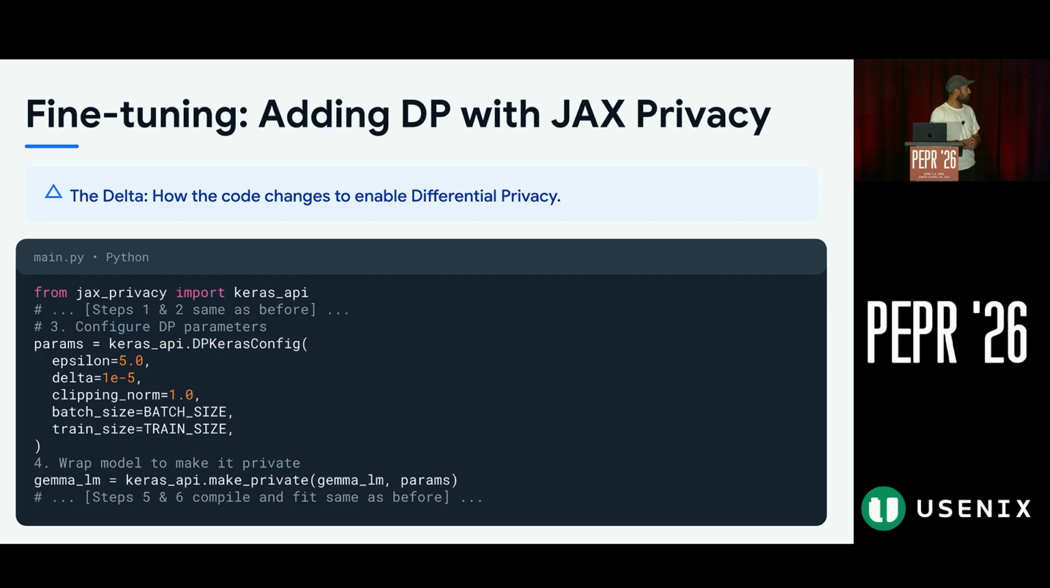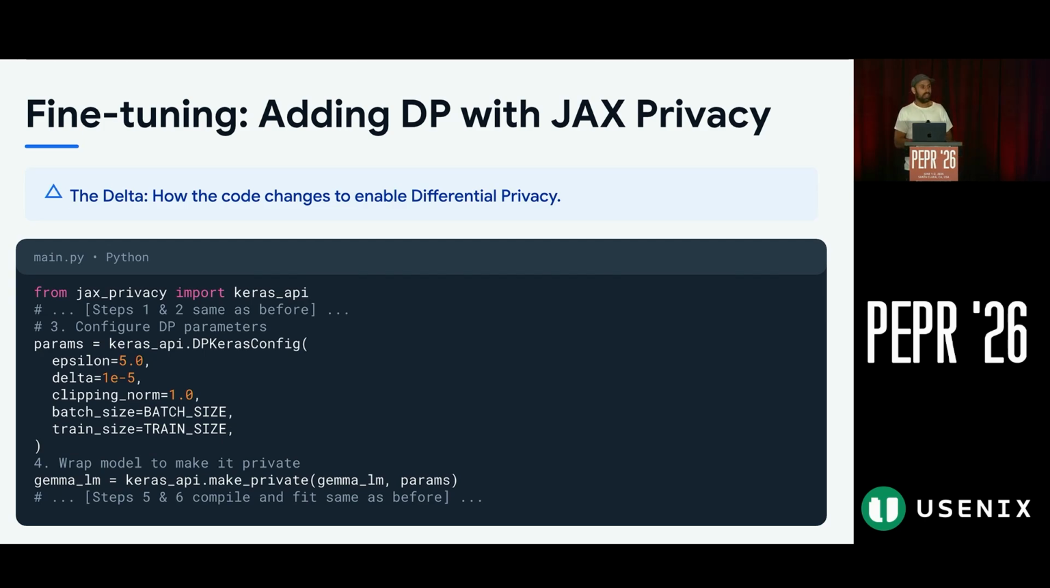To add DP to it, at least from our API, it would be quite simple. We don't have to do too much. We only have to make a new config saying what the DP parameters are going to be. So in this case, we chose epsilon to be 5 and delta to be 1e-5. We choose some kind of clipping norm, batch size, training size, and then we can just call a method called make_private. And that's kind of all we have to do. We don't really have to change the rest of the training code. And this should just work out of the box to give you some kind of DP fine-tuning on Gemma models.